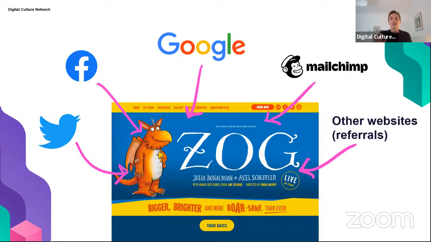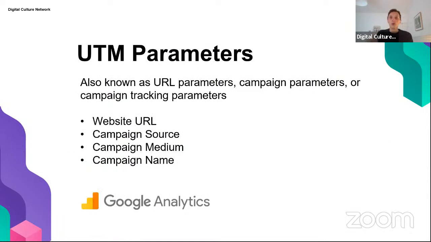Now, again, you can use these for any objective that you want to achieve. It doesn't have to be a monetary one. It doesn't have to be ticket sales. It doesn't have to be anything to do with making money. It could be other objectives, like signing up to a newsletter, things like that. UTM parameters are also known as URL parameters, campaign parameters, campaign tracking parameters.